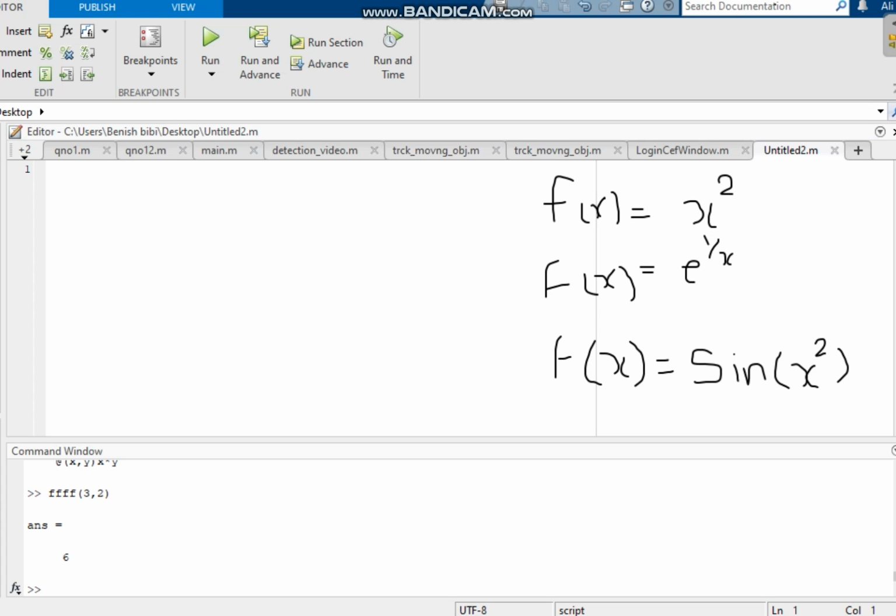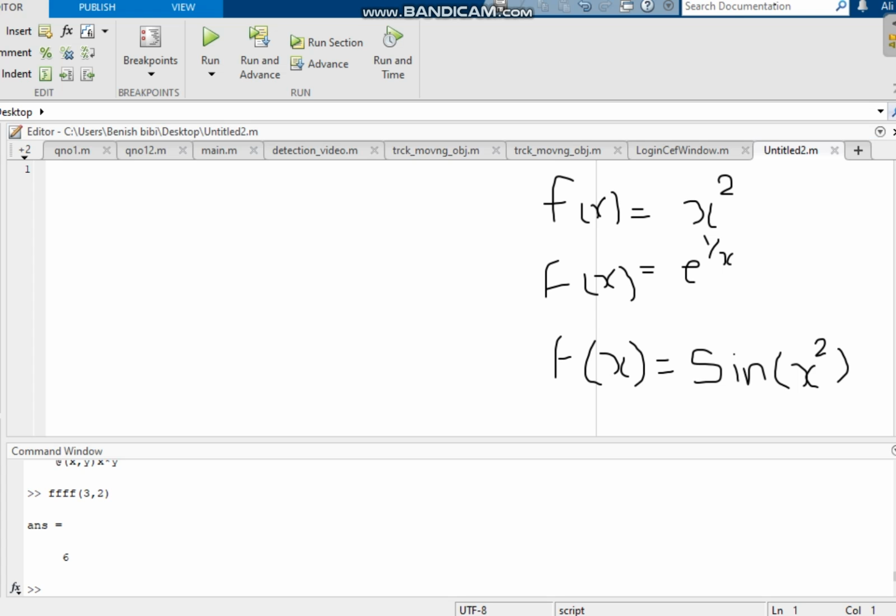So someone asked me, they have a problem with this type of question: how to declare an implicit and explicit function in Matlab, and how to solve implicit and explicit functions in Matlab. So today's tutorial will be about implicit and explicit functions, and we will solve them in Matlab.